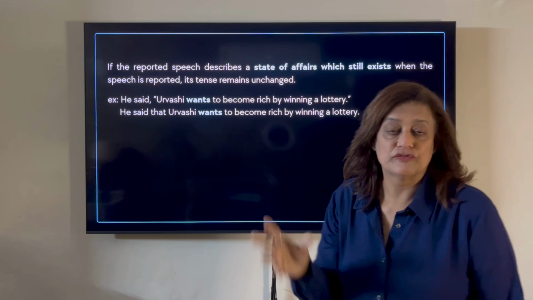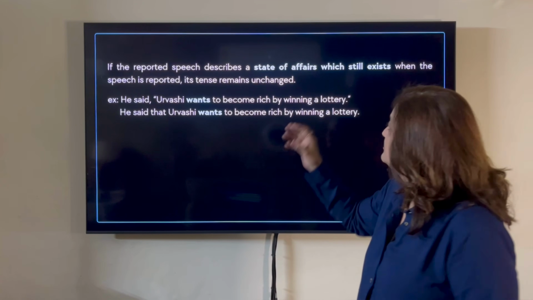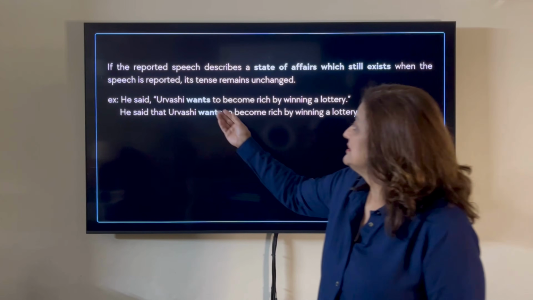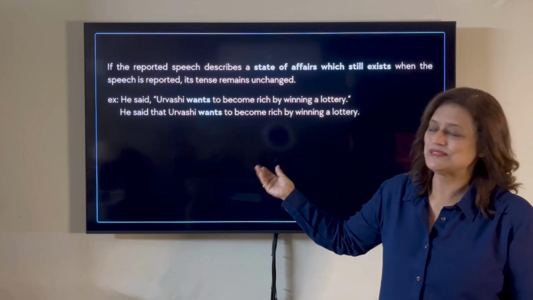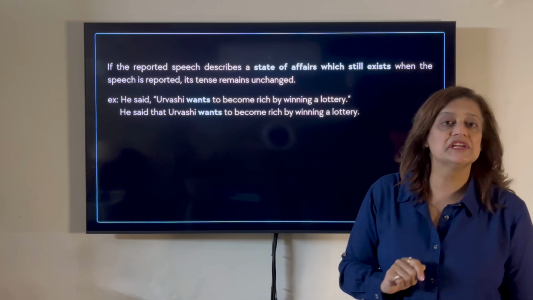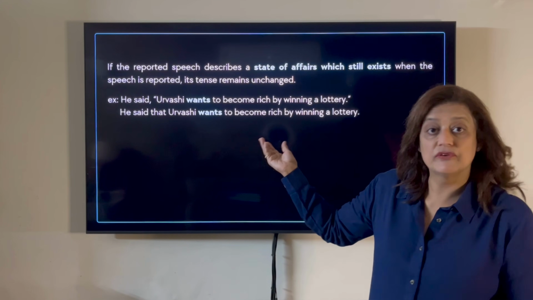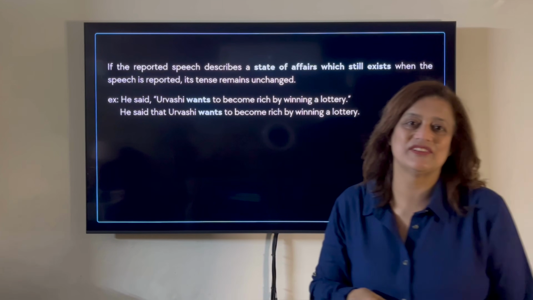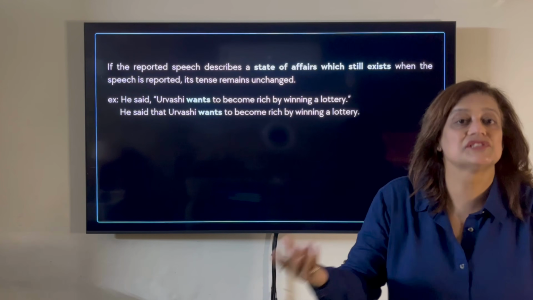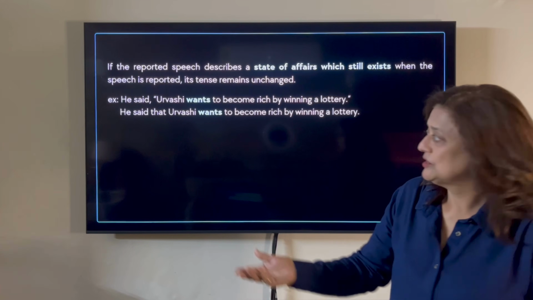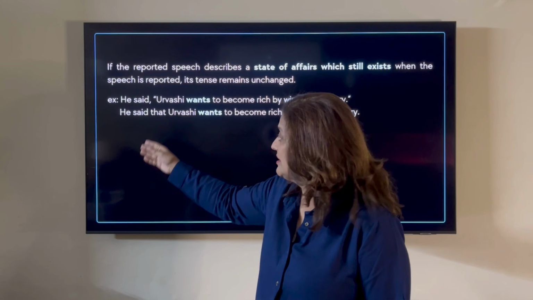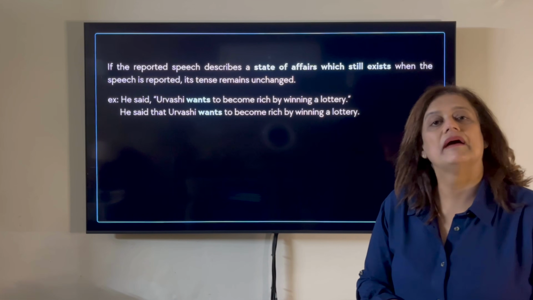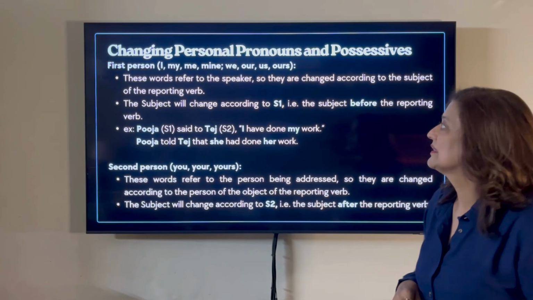If a state of affairs is being talked about which still exists, that means it has not been fulfilled, the sentence again remains the same. He said, "Urvashi wants to become rich by winning a lottery." Now that means she has not won a lottery yet and still is aiming to be rich. So when we change it into indirect, he said that Urvashi wants to become rich by winning a lottery.